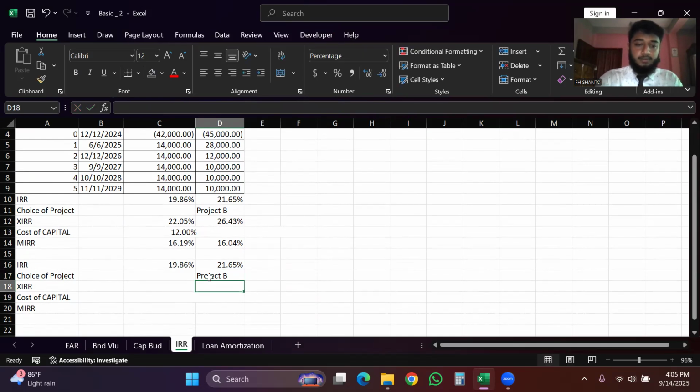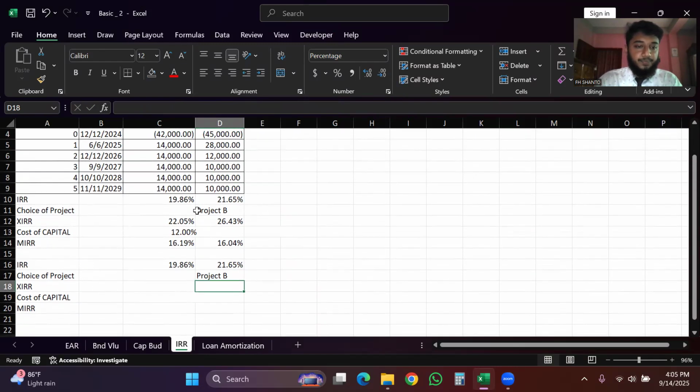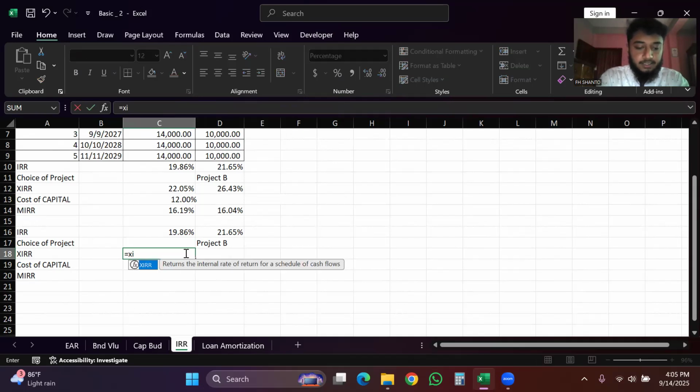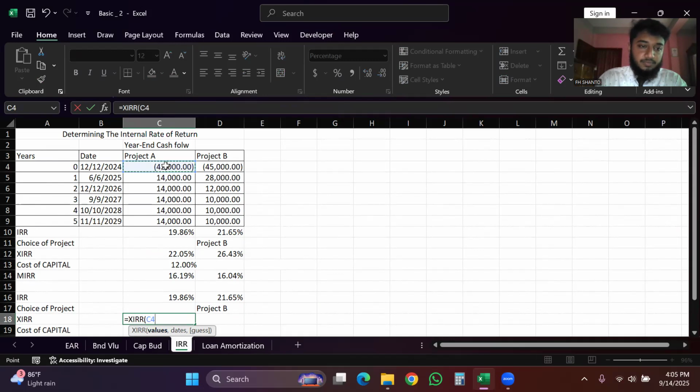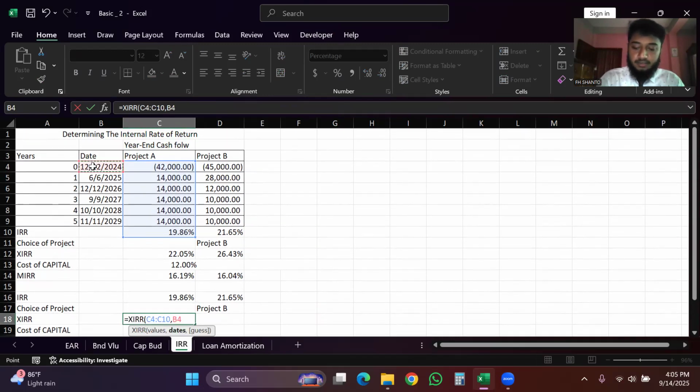Here is the XIRR calculation. It will be the same process, but we need to fill the formula with XIRR. Here is the formula. We press the tab button. Here it needs the value. Same, this is the value. Control Shift Down Arrow, then comma. Here we need the date. Here is the date.